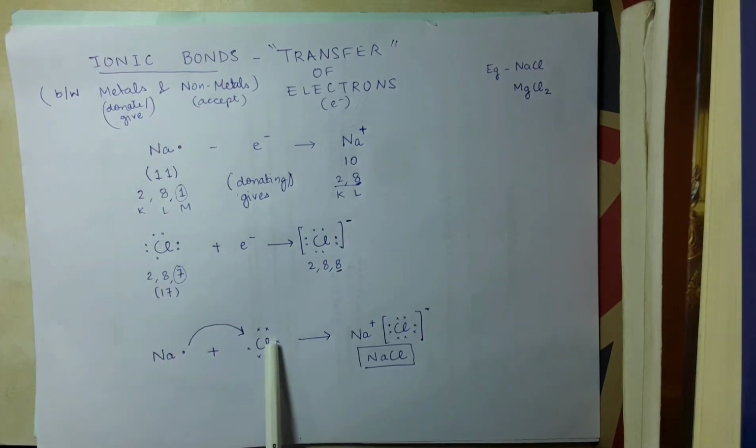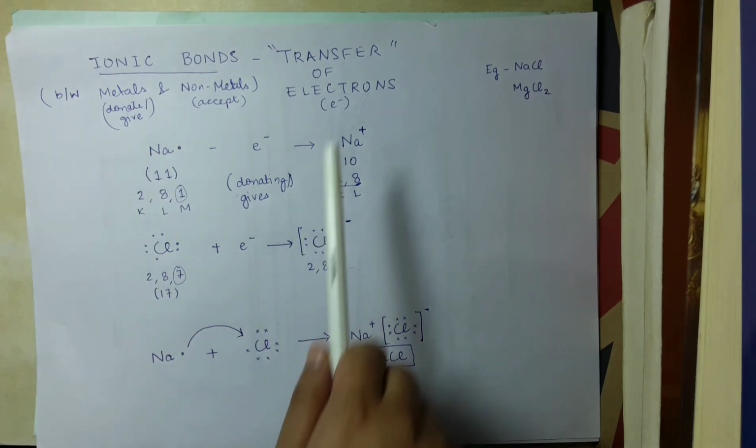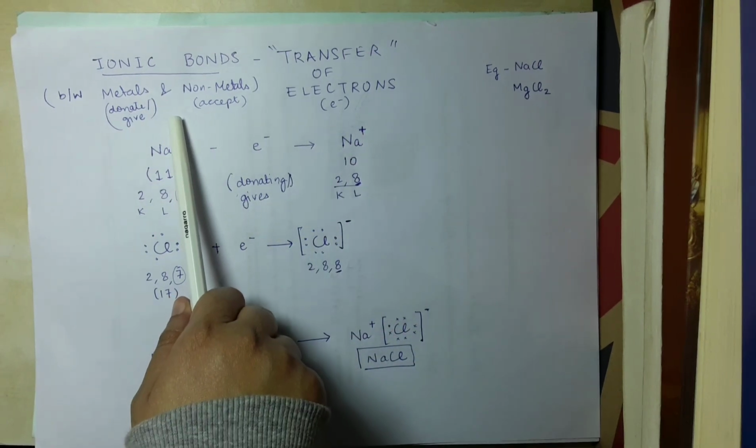So you'll have a metal and a non-metal which will combine, right? And it's formed by transfer of electrons. So these are the 2 key points that we need to remember. Transfer of electrons, and it is between a metal and a non-metal.